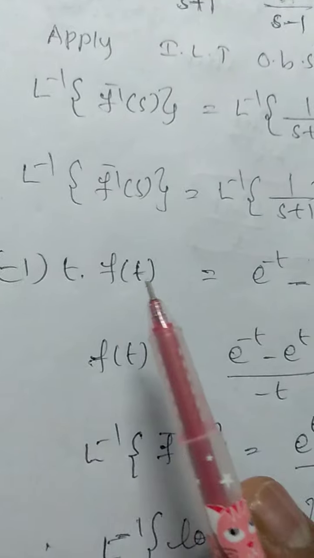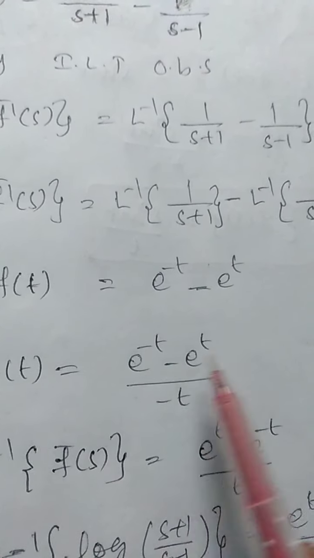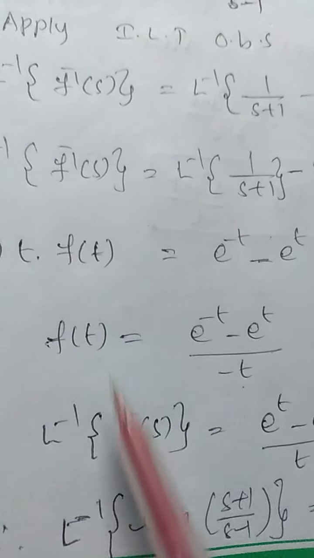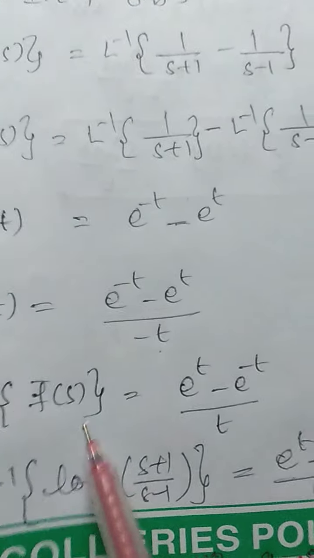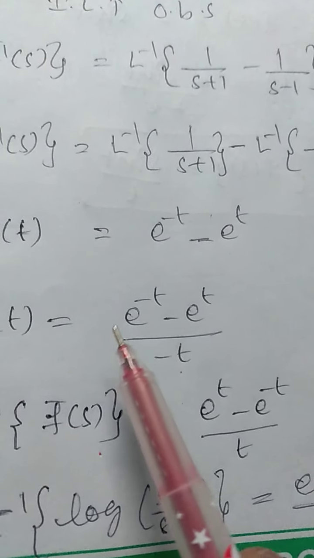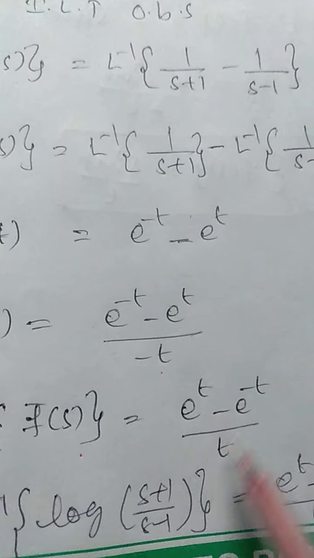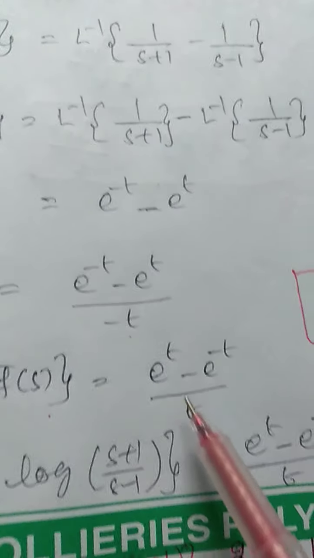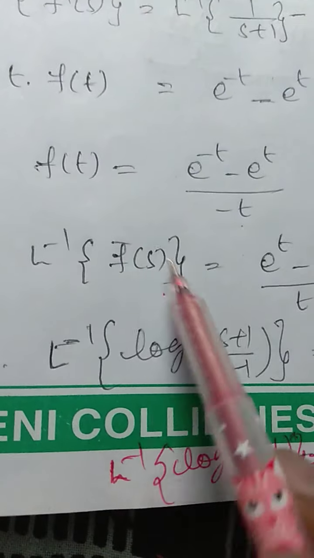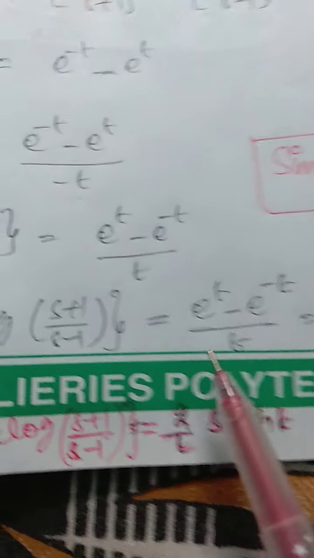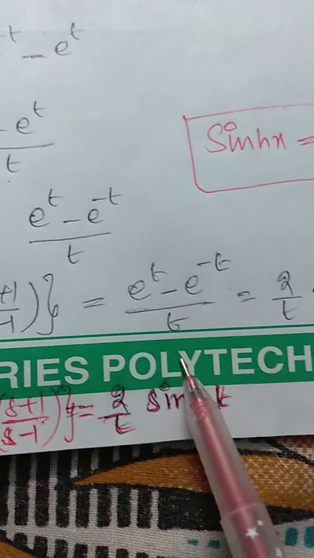By cross multiplication, f of t is equal to e power minus t minus e power t divided by minus t. Now, since f of t means L inverse of f bar of s, taking minus common from the numerator, we get e power t minus e power minus t divided by t. Minus minus cancel, so L inverse of f bar of s, where f bar of s is logarithm of s plus 1 divided by s minus 1, is equal to e power t minus e power minus t divided by t.